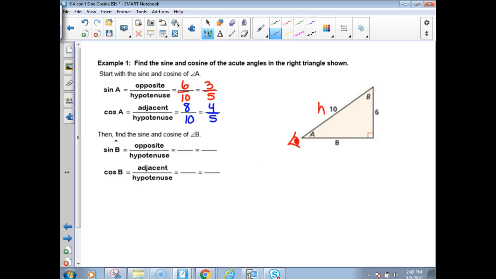Now it says then find the sine and cosine of angle B. So now my eye is not here anymore. I'm going to put my eyeball up here. And if I'm looking from angle B, then what's across from it would be the 8. So the sine would be the opposite leg compared to the hypotenuse, which is still 10. And that reduces to 4/5. For the cosine of B, the adjacent leg is now 6, and the hypotenuse is 10. So that would be 3/5.